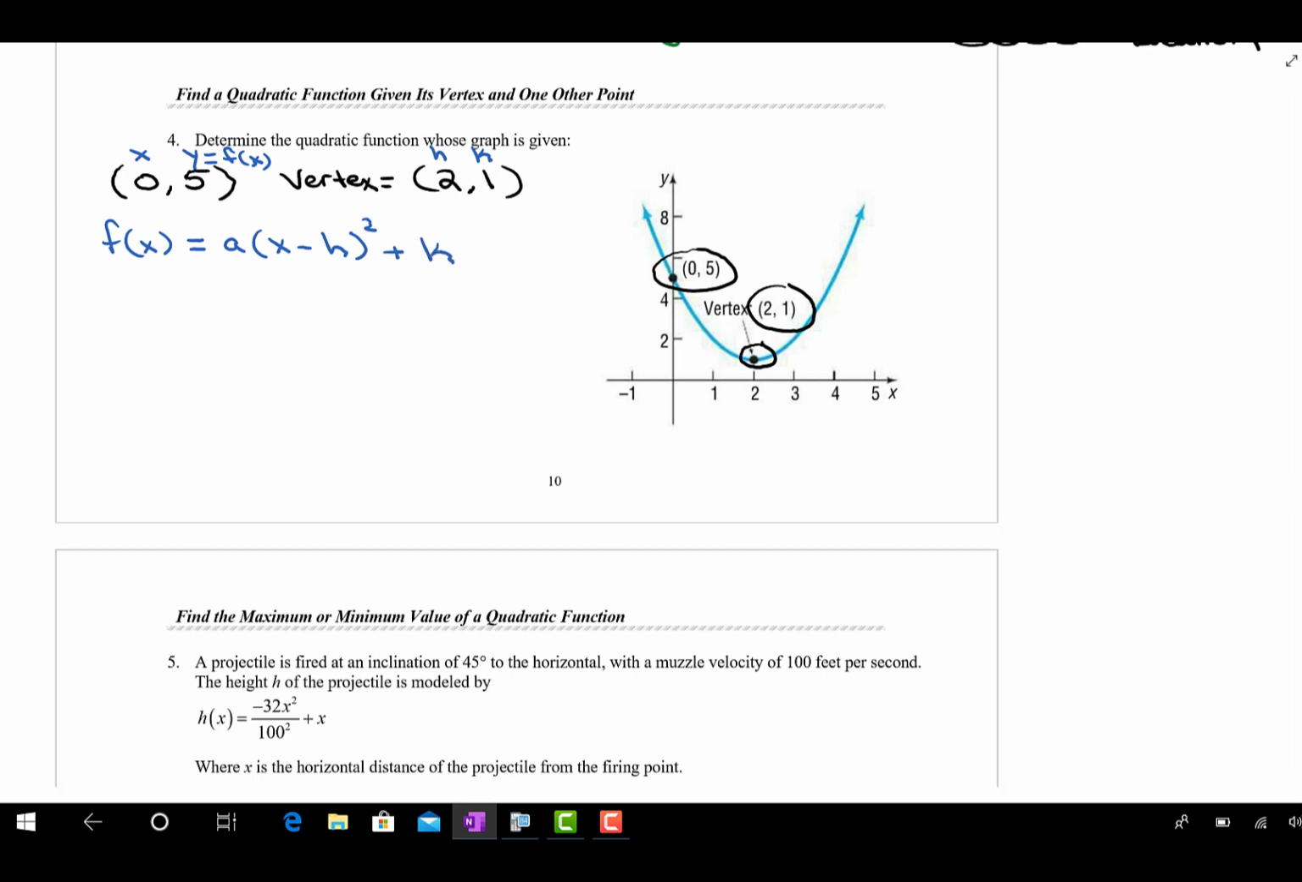Now it's just a matter of substituting in. I'm going to substitute 5 for f(x) because that's the y value. I'm going to substitute 0 for the x, the 2 for the h, and 1 for the k. Notice that the only value I did not substitute for was the a. That's the value I'm missing. So once I substitute everything in, I'm going to solve for a.